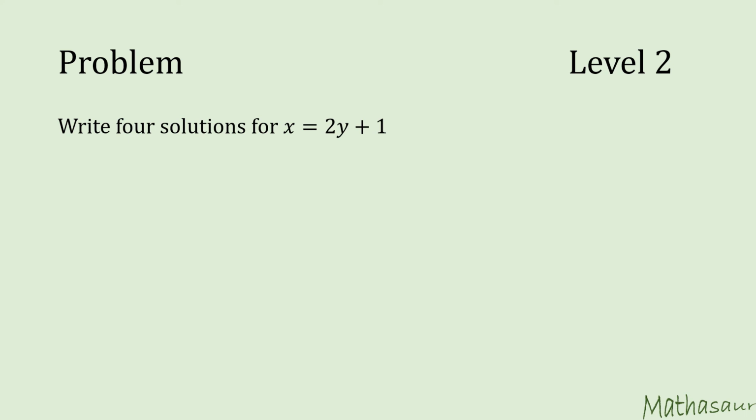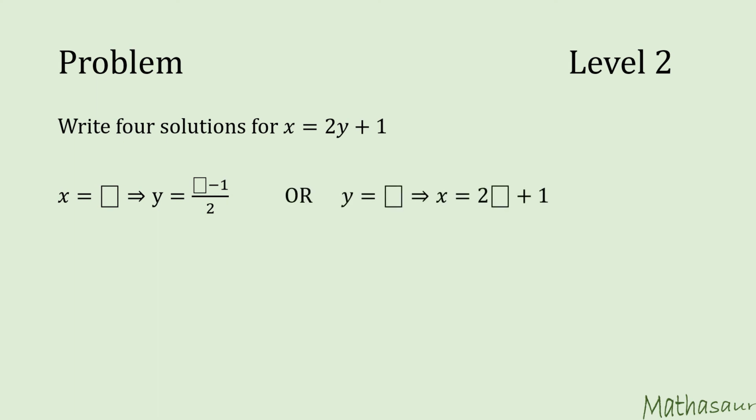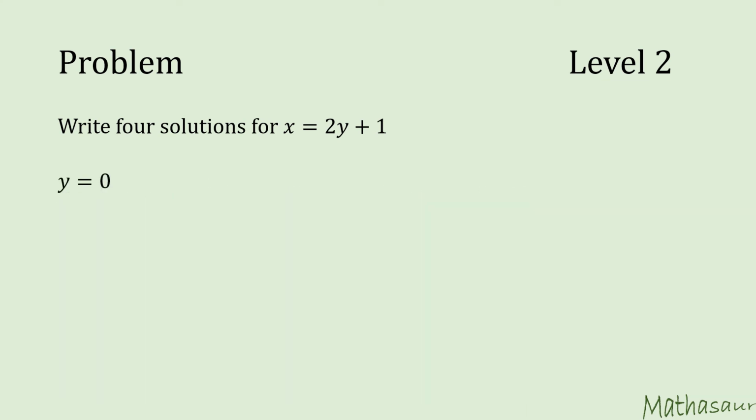Write 4 solutions for x equals to y plus 1. This is similar to the exercise we did while plotting a straight line in the xy plane. Now here I could either substitute values for x and find out the values for y, or I could substitute the values for y and find the corresponding values for x. Now here substituting for y looks easier. Let's start with y equals 0.